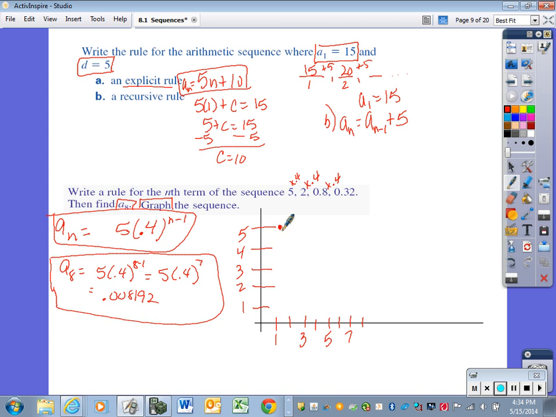One is 5. Second one is 2. Third one is 0.8. Fourth one, 0.3. Eighth one, 0.08. What's this making? A J curve, a decay. Is that a ratio of decay? Let's see this.